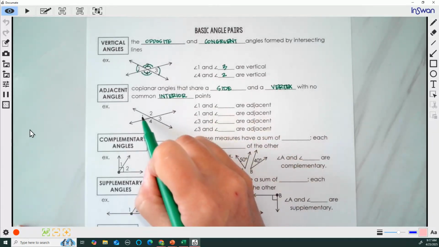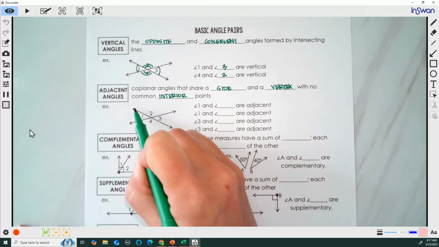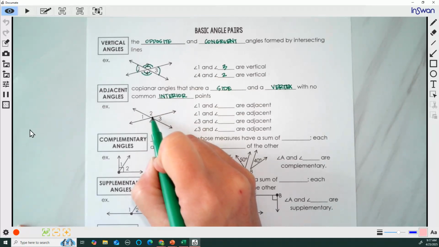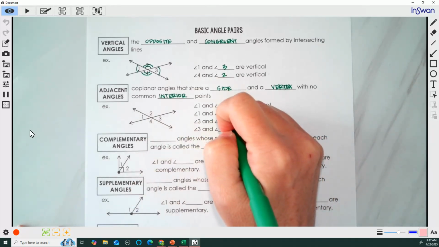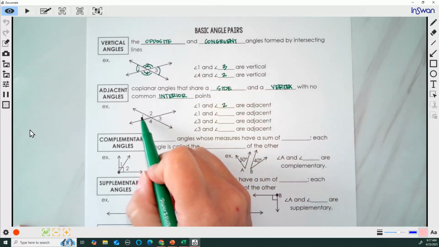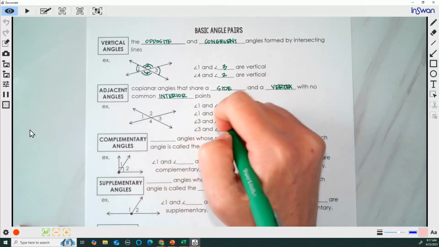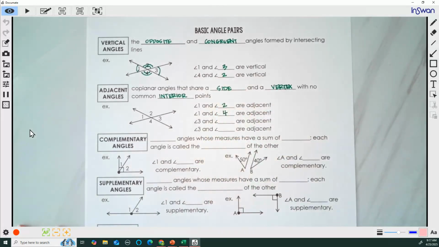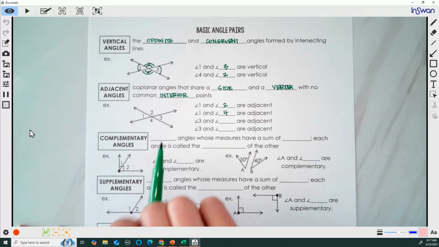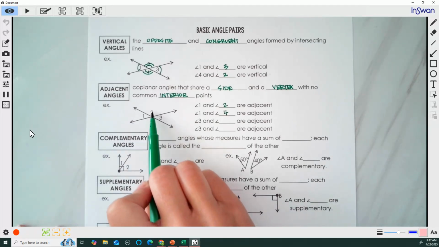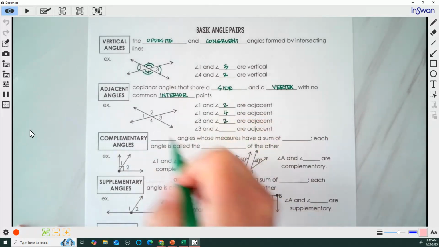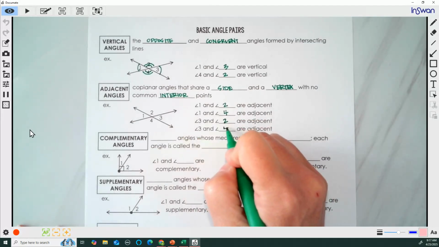So angle 1 is here. An angle that is adjacent to it, sharing a side and a vertex with no common interior points, would be angle 2. But angle 1 also has an angle on the other side of it. It's sharing this side with angle 4. They are also adjacent. Another example, we've got angle 3 here is adjacent to angle 2, and 3 is also adjacent to angle 4.